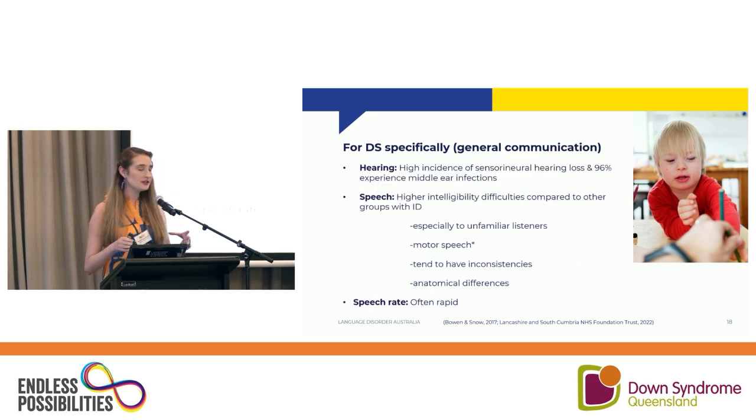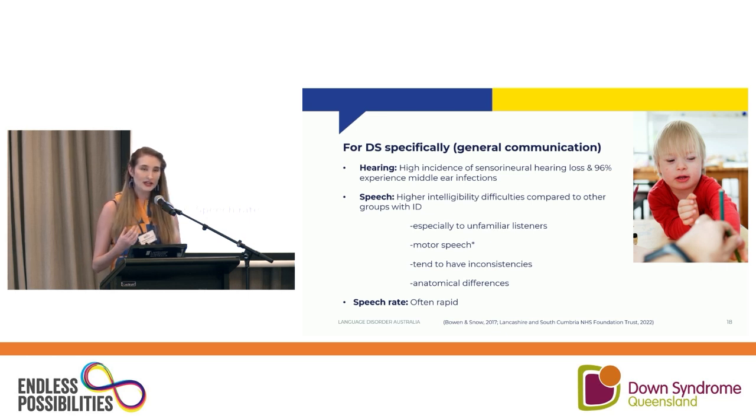Now, moving on to some, not necessarily language, but more general communication characteristics we need to consider for our kiddos with Down syndrome. Firstly, when it comes to hearing, this is going to be an important factor because we have a high incidence of sensorineural hearing loss in this population, and about 96% of our kiddos with Down syndrome will also experience middle ear infection. So that's going to be another factor when it comes to them developing their speech and language skills, because having those difficulties with hearing is going to pose extra risk in the domain of speech and language.